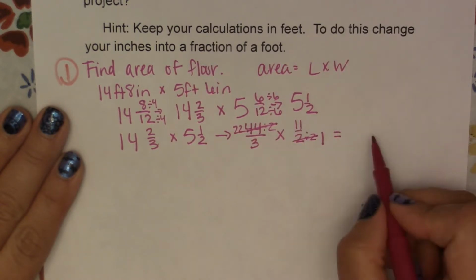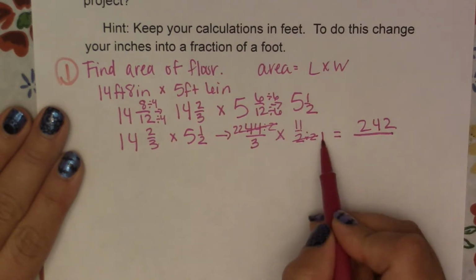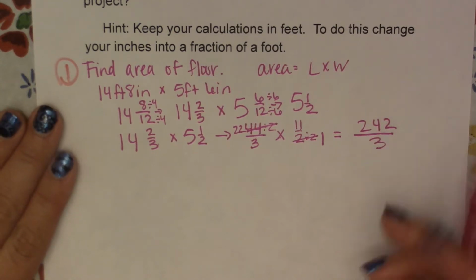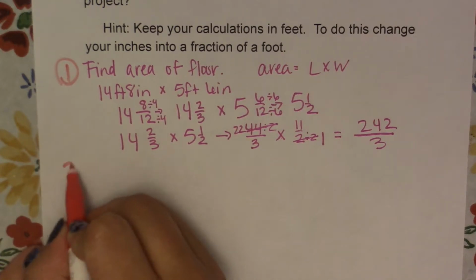22 times 11 is 242. And on the bottom, 3 times 1 is 3. Now since I'm not done working, I'm going to go ahead and leave this as an improper fraction. And then when I get down to the very end, if I still have an improper fraction, I'll change it.